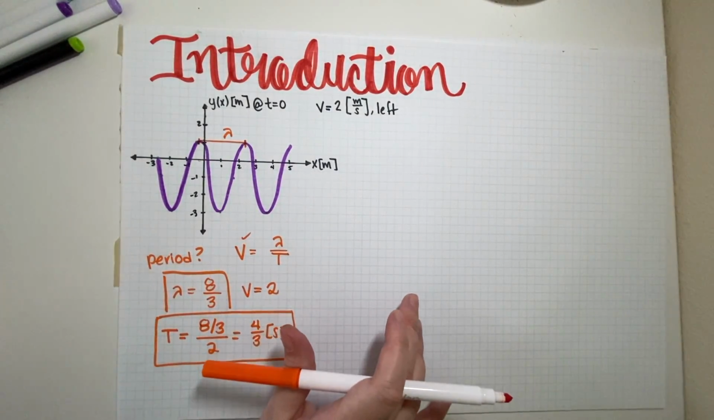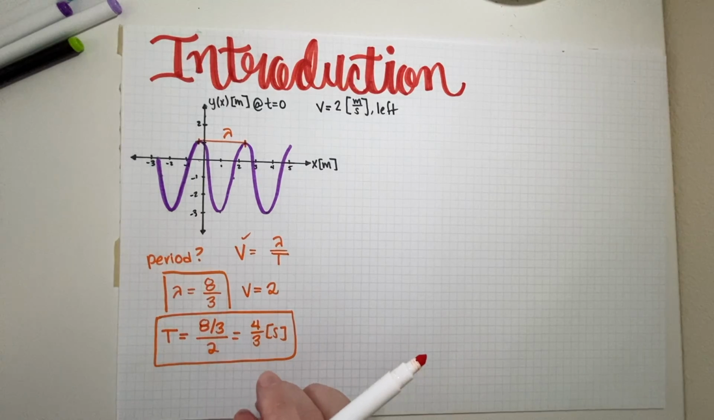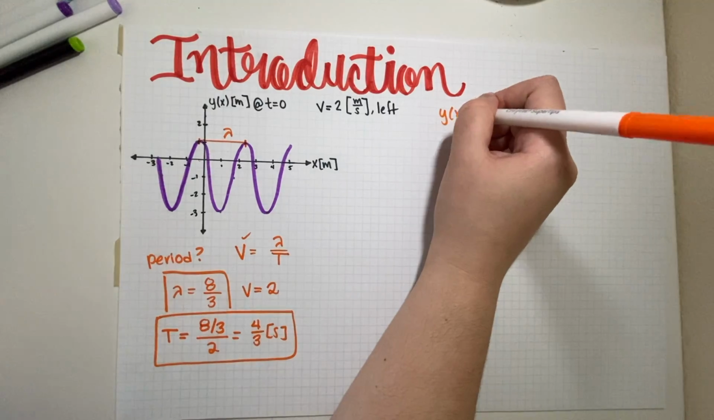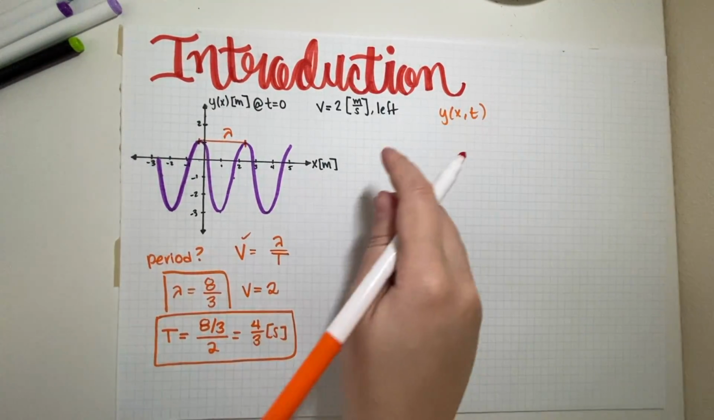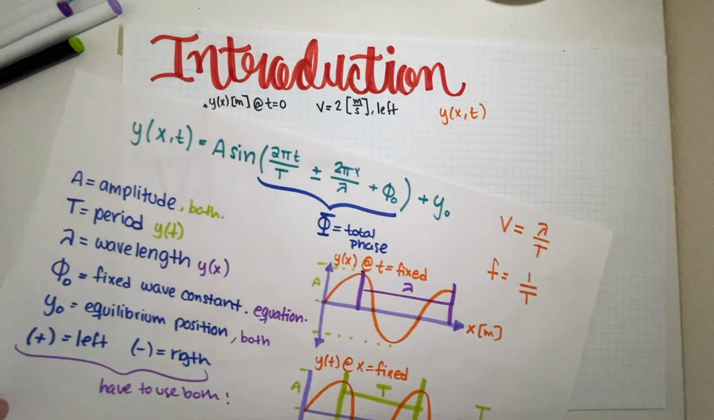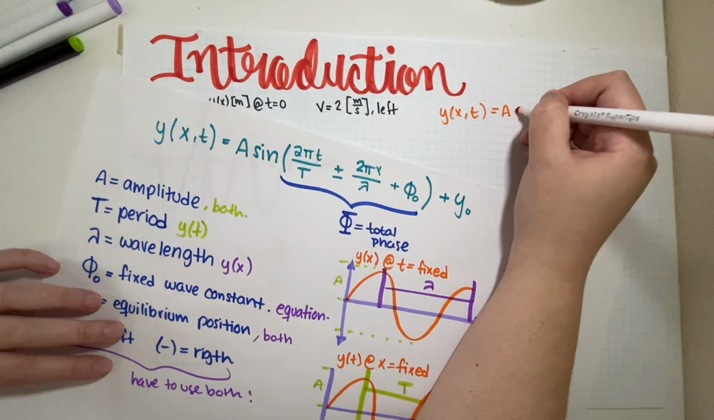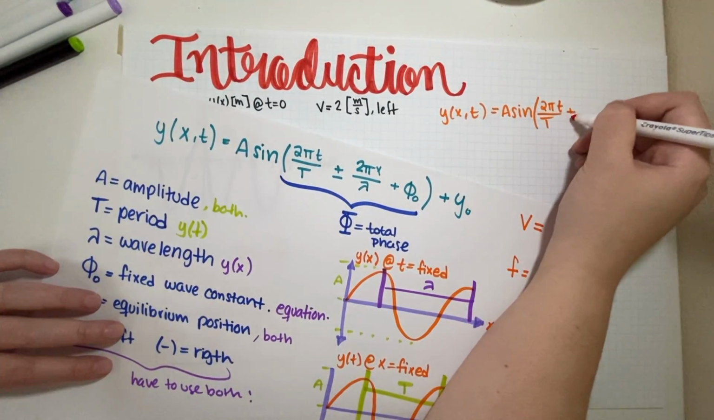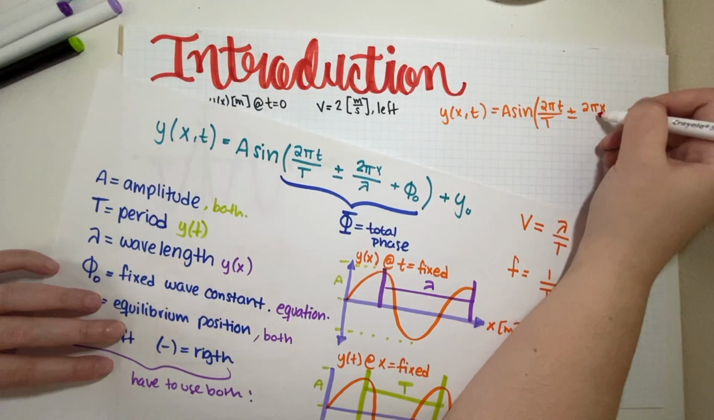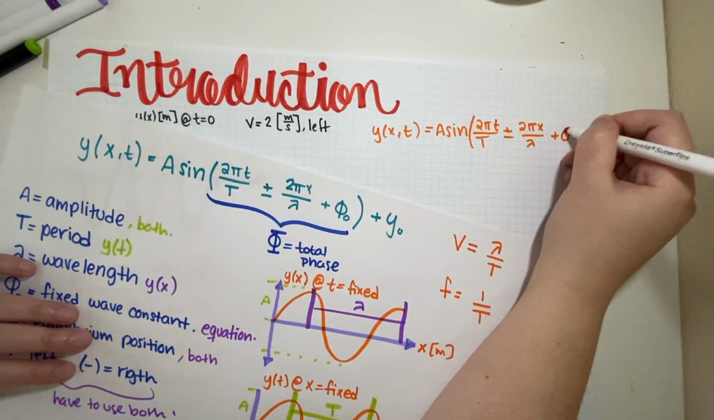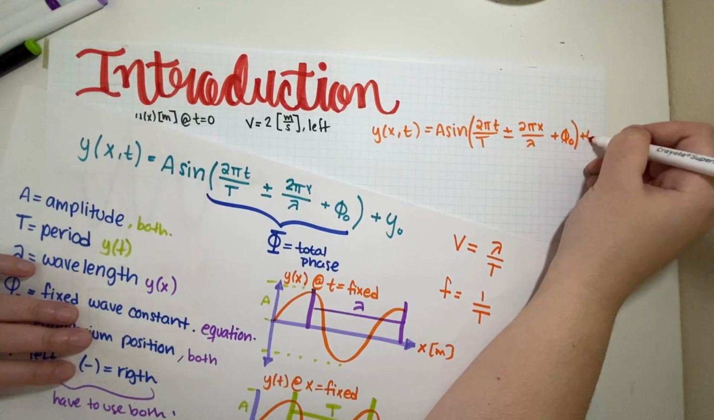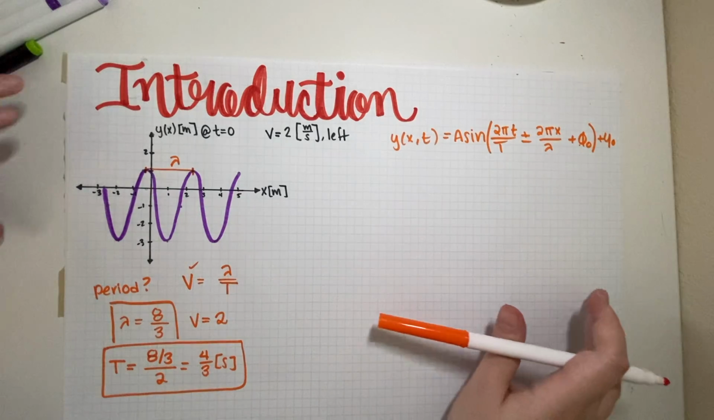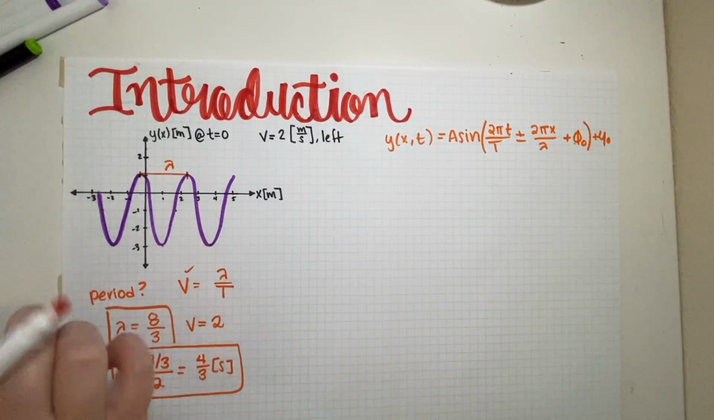Part B is write down the equation to describe this one-dimensional wave. So we need the entire thing. I'm just going to copy this real fast over here: A sine of 2 pi t over T plus or minus 2 pi x over lambda, plus phi. Okay, so this is the full equation and we basically have to fill in all of the blanks. Amplitude, so let's see.